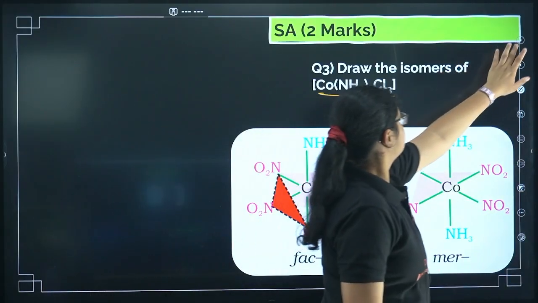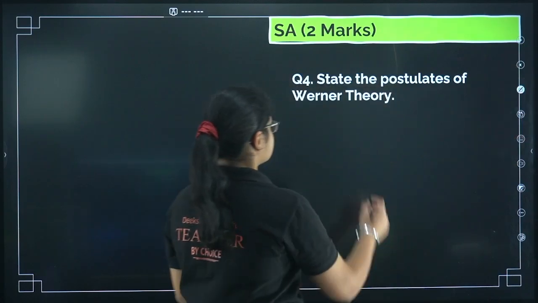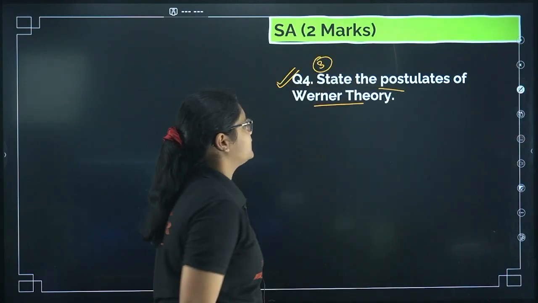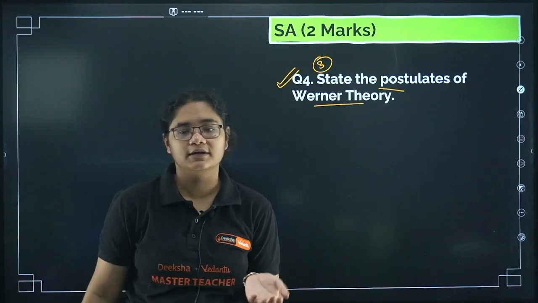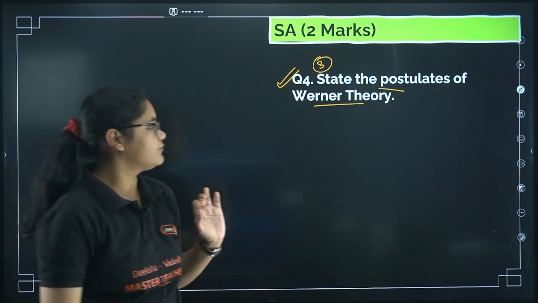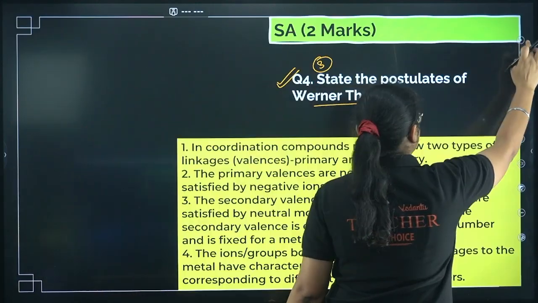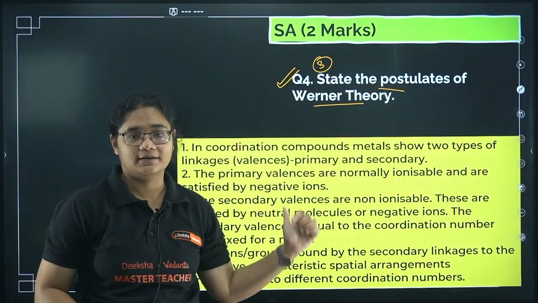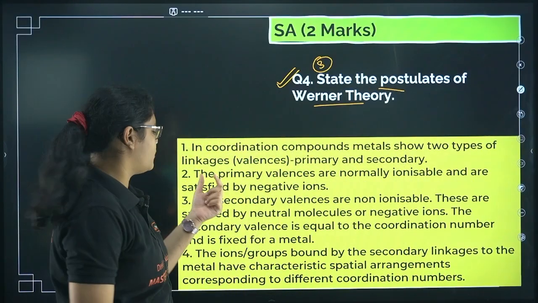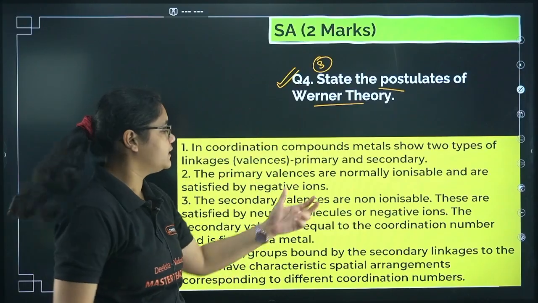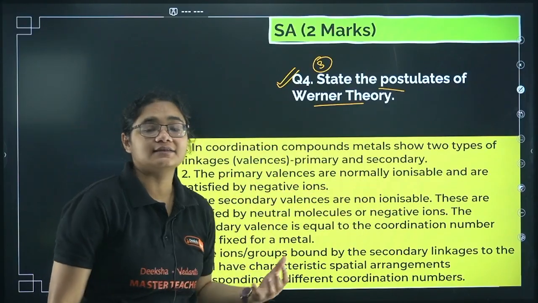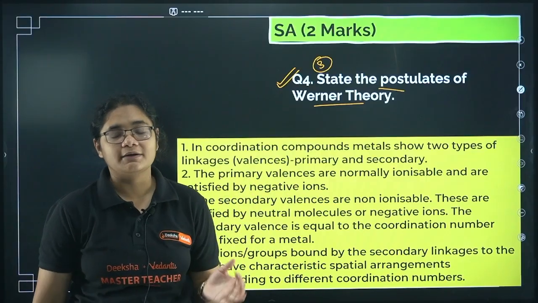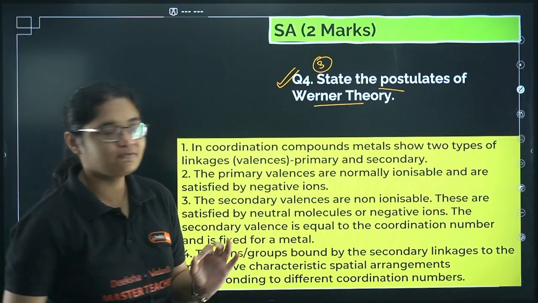Okay, next let's see question number 4, postulates of Werner's theory. Very, very important question. It can be easily asked as a 3 marker, or also as a 2 marker. So in a 3 marker, what you have to write? All 3 postulates. The first postulate is that it shows 2 types of valences, primary and secondary. In the second point, you have to write what primary valence is: it is normally ionizable and is satisfied by negative ions. Secondary valency is non-ionizable, satisfied by both neutral and negative ligands.